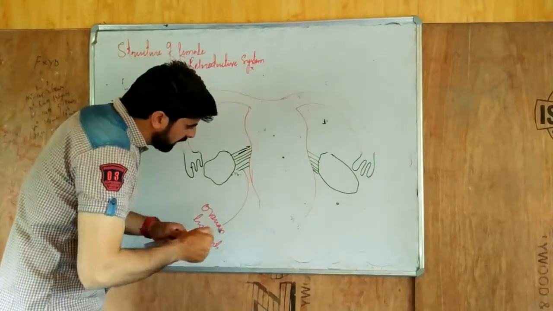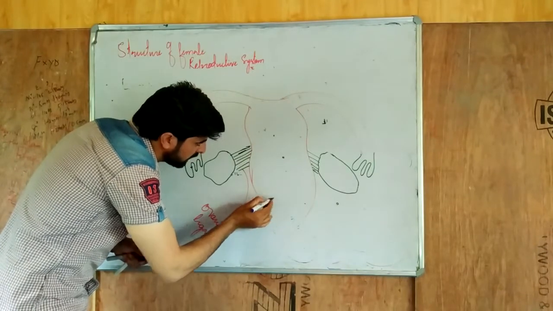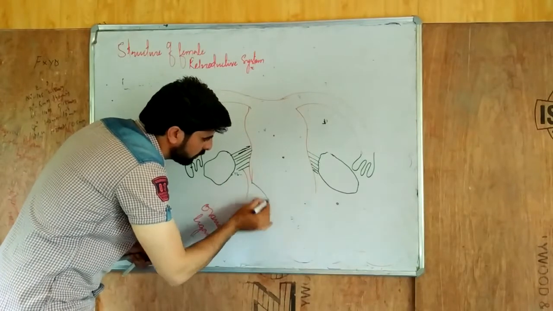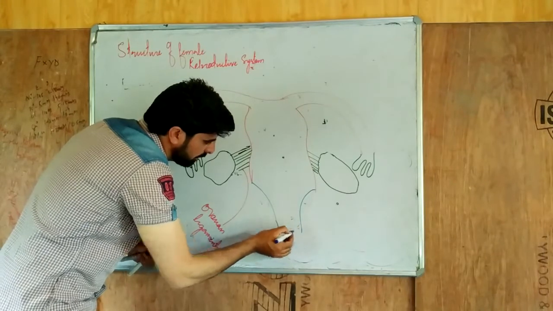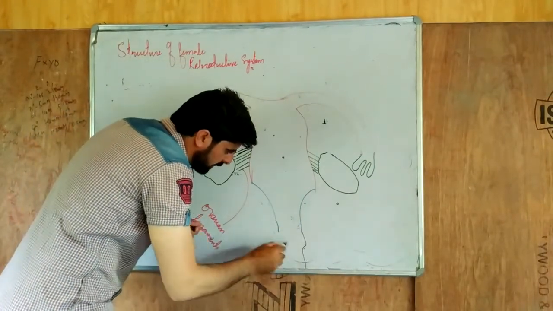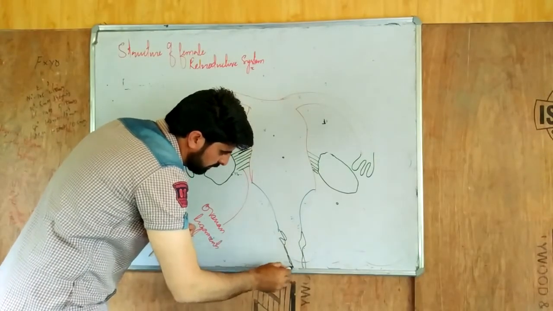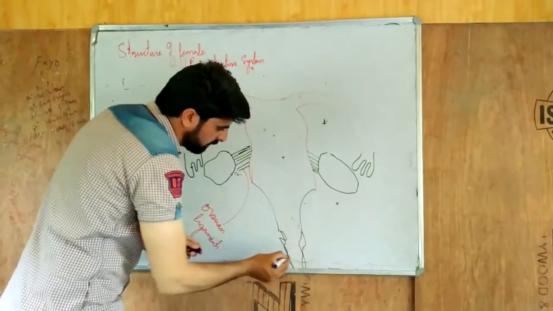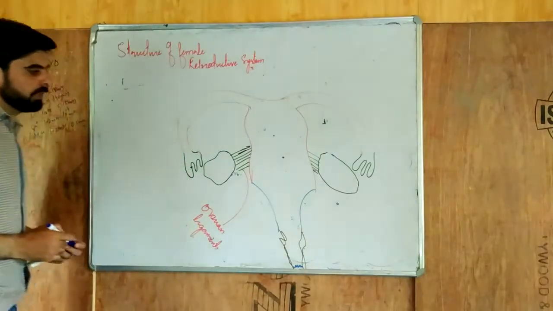Then this is the uterus, the complete one. After that we have the cervix region of the uterus. Then we have the vagina; I am drawing the vagina here, this portion. Now this is the vaginal opening. This vaginal opening is surrounded by a thin membrane known as the hymen.